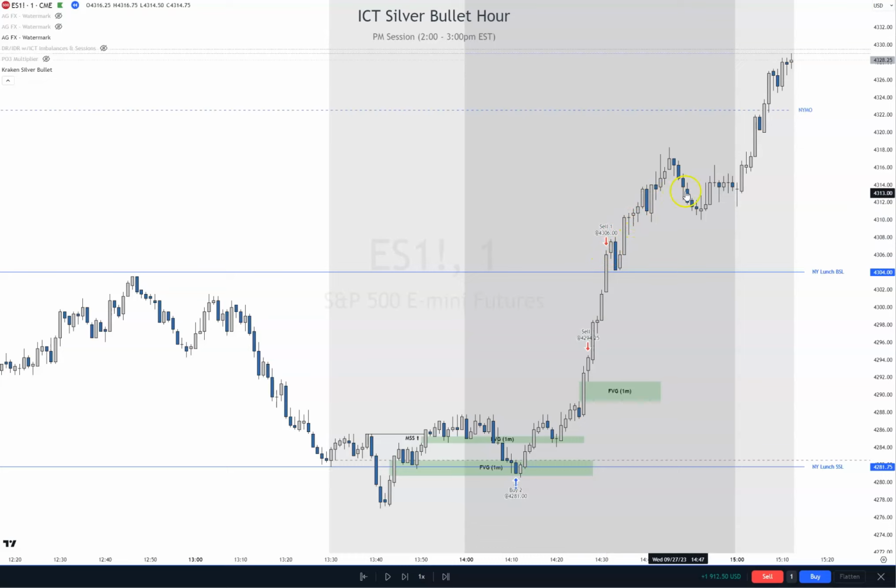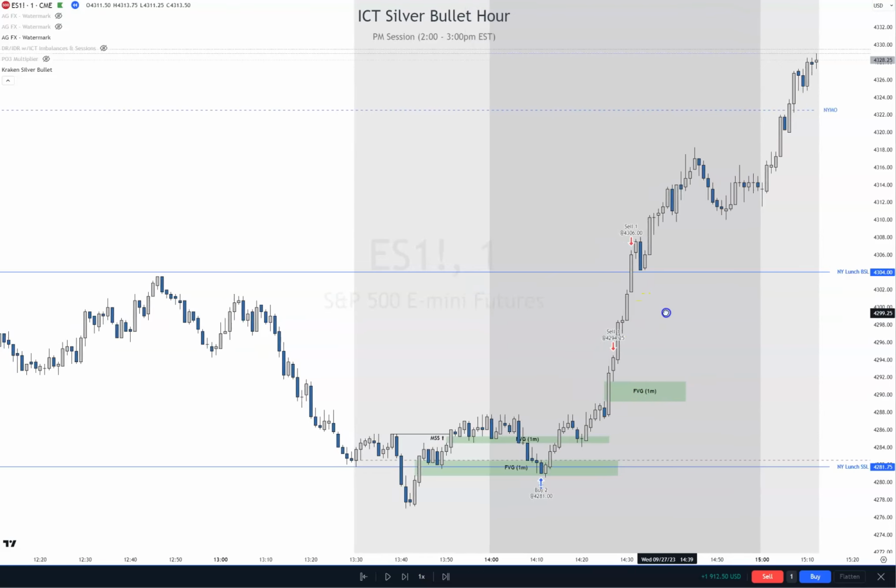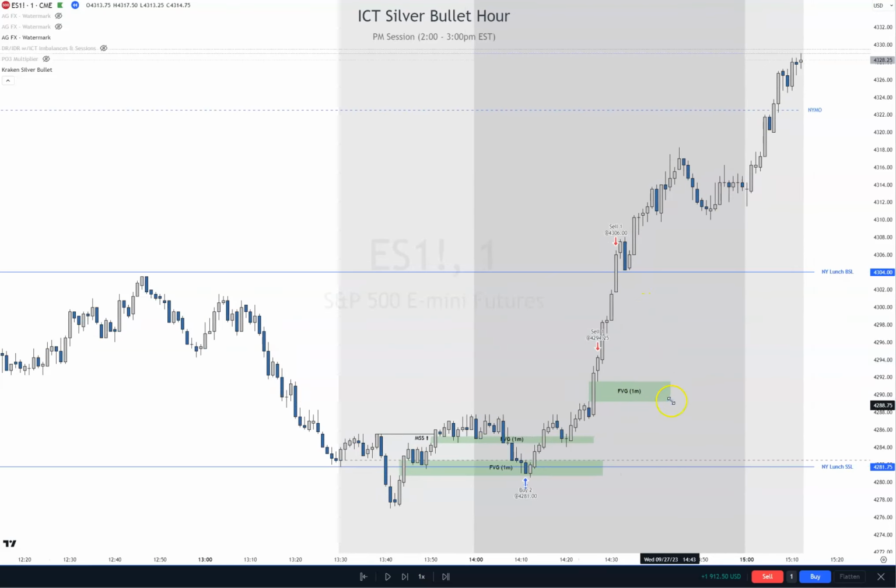Now price did move quite a bit higher, so leaving a runner probably would have been really good, but 23 handles, I wasn't complaining. So that is your PM Silver Bullet for Wednesday, September 27th, using the Kraken Silver Bullet indicator.